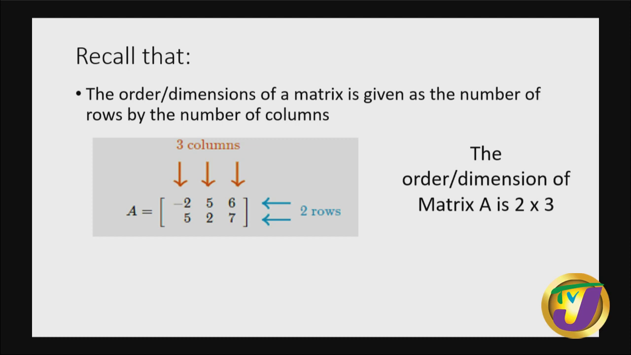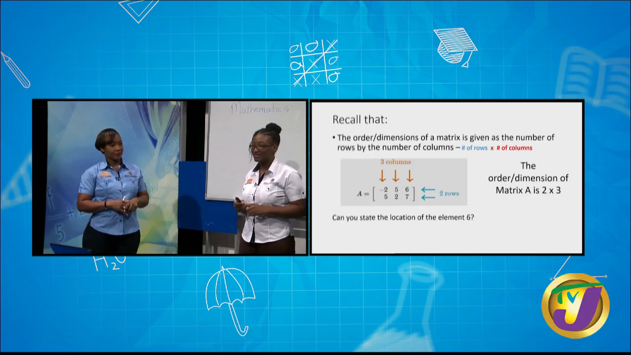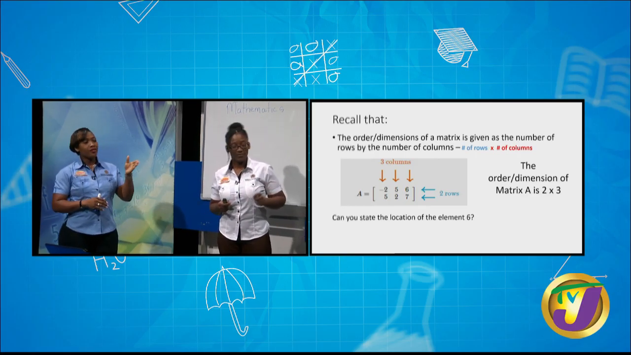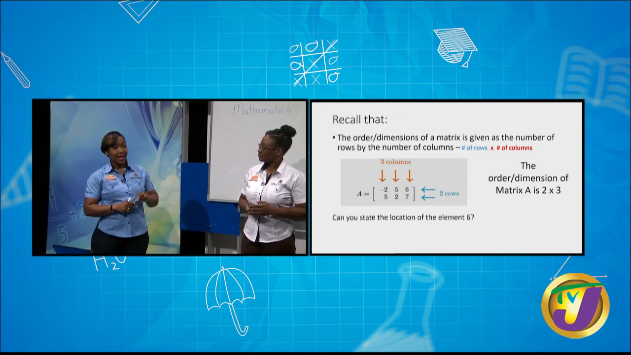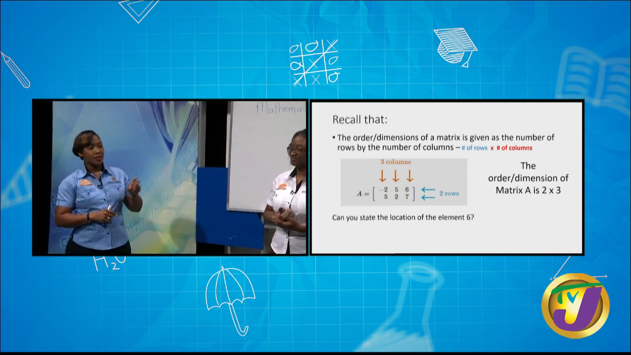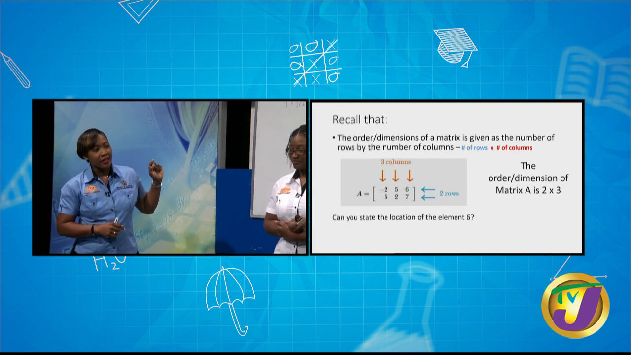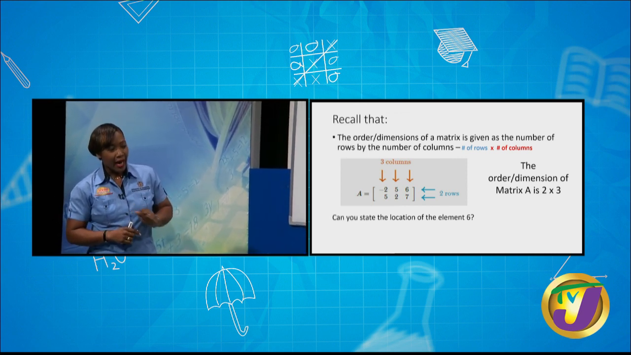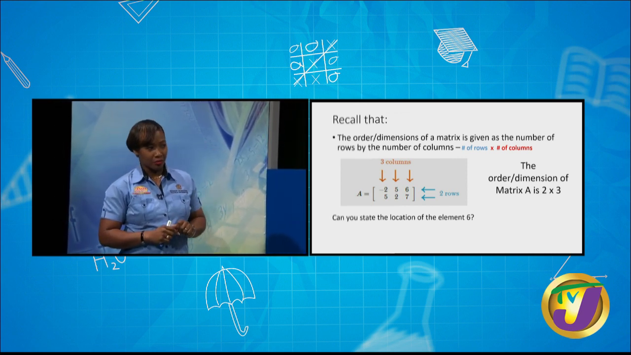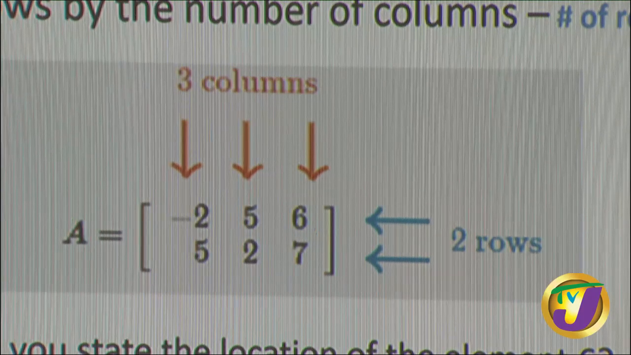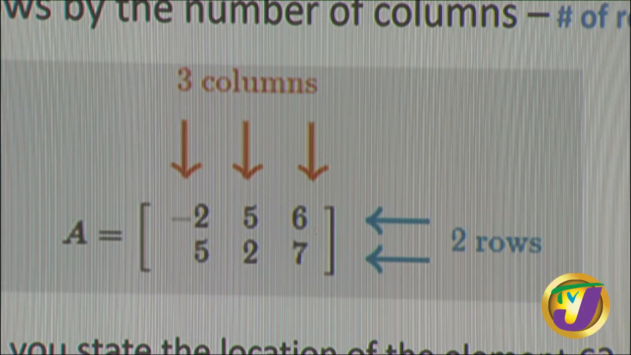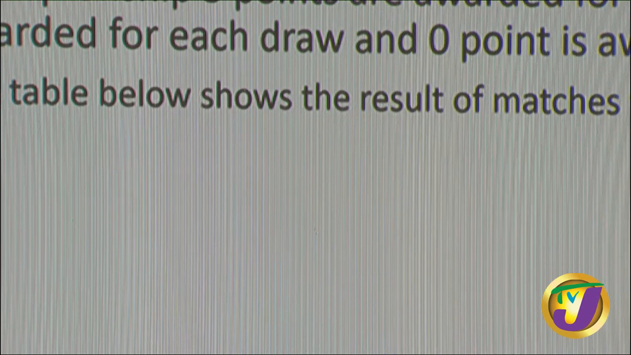That's right. So Tamika, can you state the location of the element 6 in matrix A? Well, now that I know that the matrix has rows and columns, 6 is in the first row. And it is in the 3rd column. So the element 6 is located in row 1, column 3. So let's get into today's lesson.